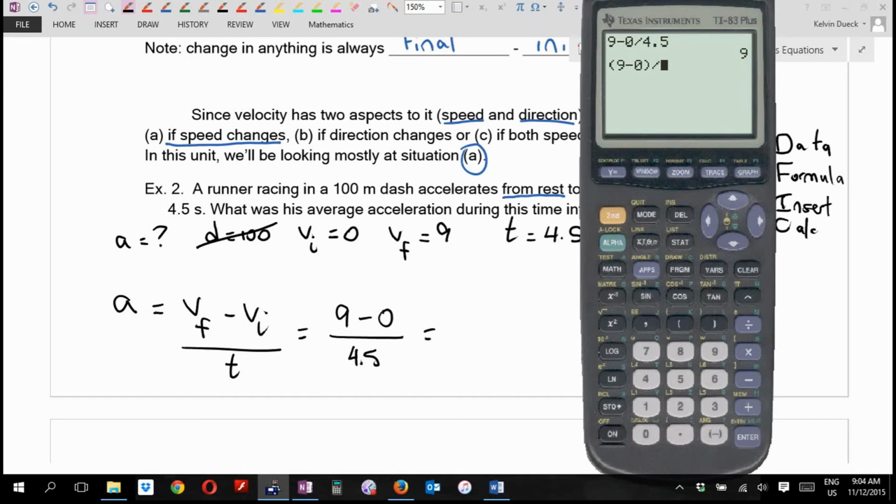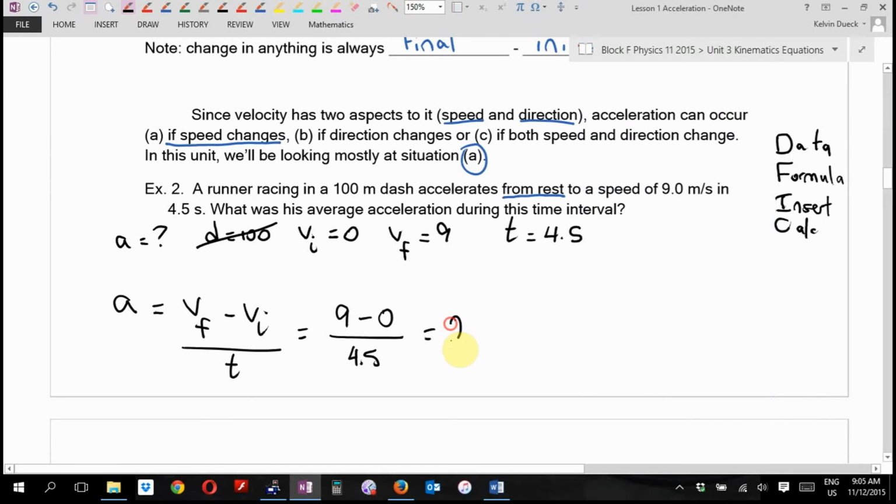Is there more than one number on the bottom? No. If there was, brackets. And there will be sometimes brackets. But now, is there? No. So I can just go 4.5, and this will give you the 2 that you were expecting. 2 what? It's acceleration. Meters per second squared. Turn the page.